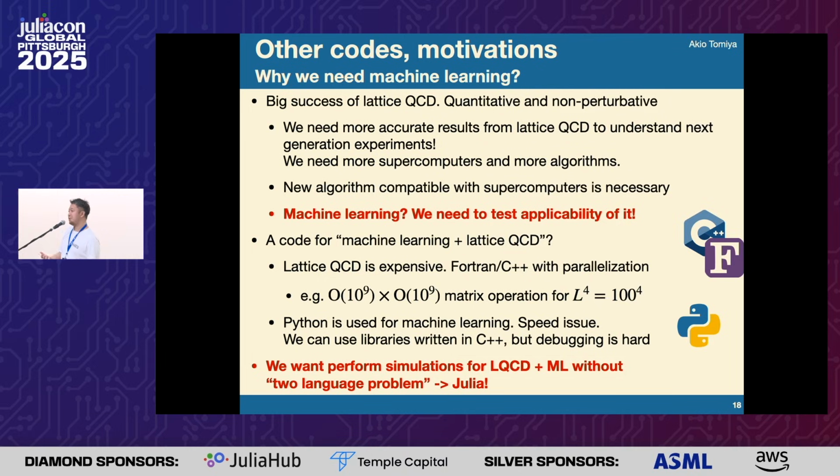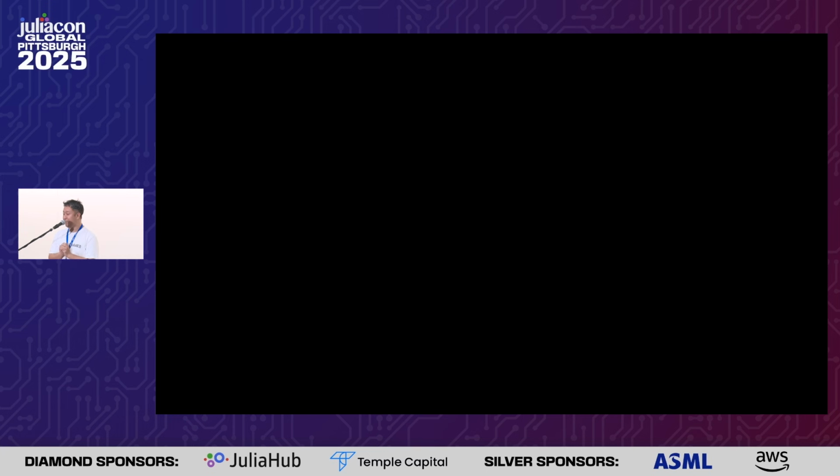Lattice QCD is one of the formulations for theory, but in physics we have another field, the so-called experiment. We have a lot of plans for future experiments that require very accurate numbers from theory. But we actually hit some limitations in numerical methods and hardware. So we need to make a new algorithm to get precise numbers. Recently we have been working on machine learning, because machine learning can be used to calculate some numbers in lattice QCD as a surrogate model. So we need to test the applicability of machine learning.